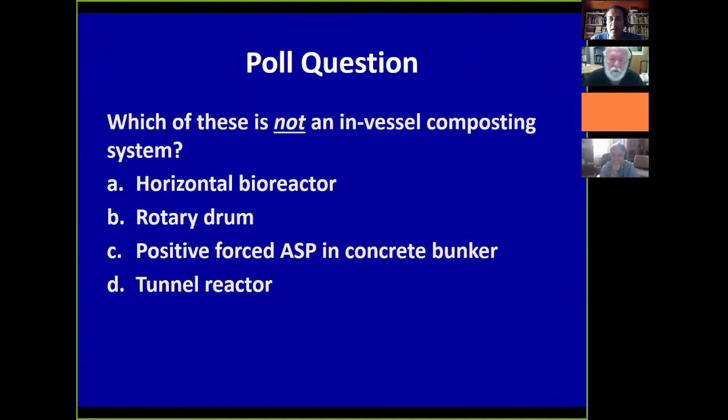Let's just take another 20 seconds. Okay, just another 10 seconds. Okay, so I think most folks probably got this one right, although there are a few that chose tunnel reactor. Very good. Most of them got it right.